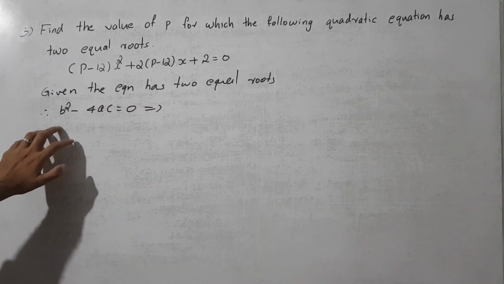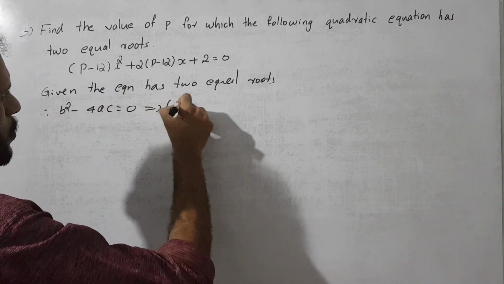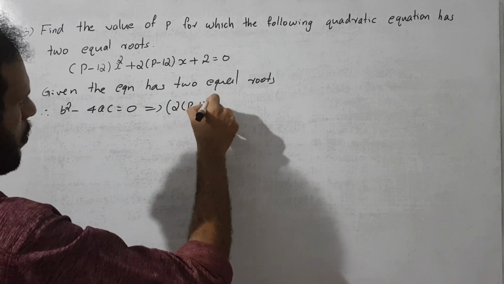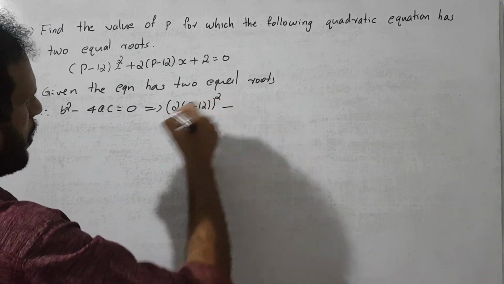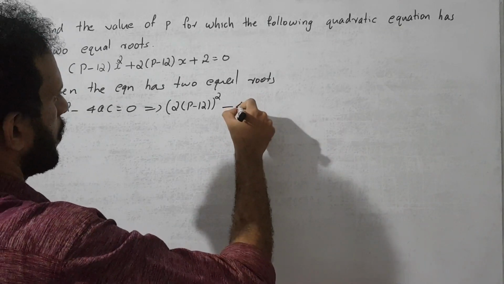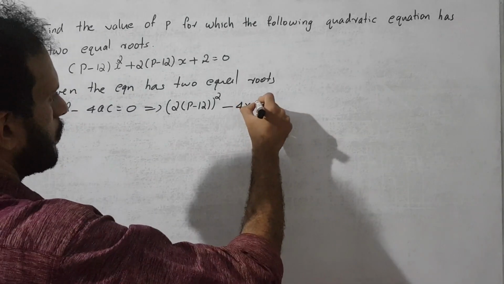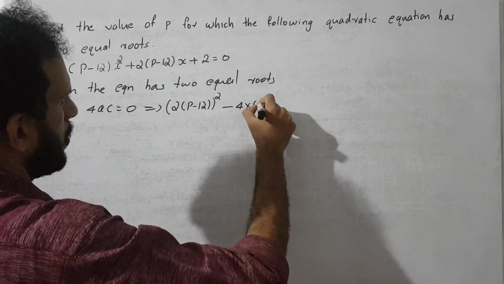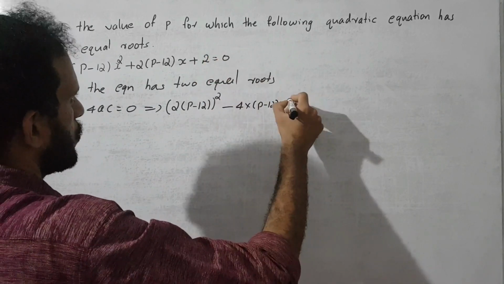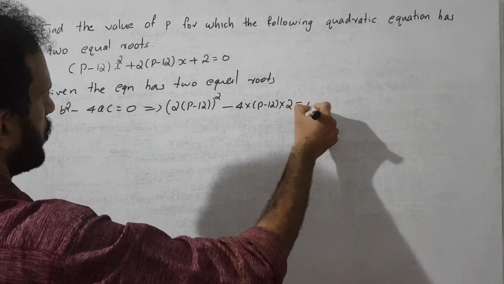We are substituting one by one. What is b? B is 2 into (p minus 12) whole square, minus 4 into a. A is p minus 12, into c. C is 2. Okay, is equal to 0.